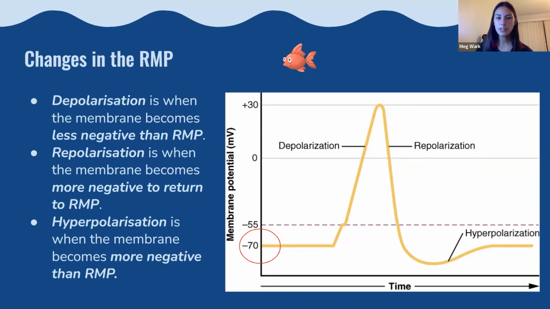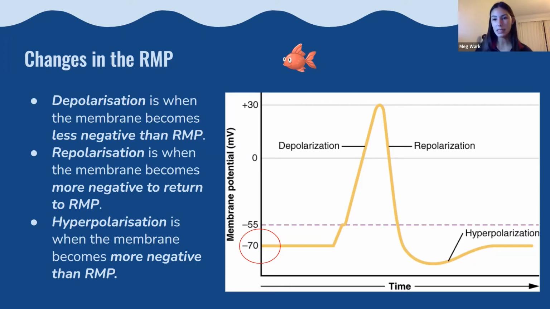So there are a few different types of changes in the resting membrane potential. If you look at this diagram to the right here, where I've put that red circle, that is the resting membrane potential, because that's at negative 70. So this straight part of the line, that's where your cells would normally be while they're just resting and there's no action potentials occurring. So they just stay at that membrane potential.